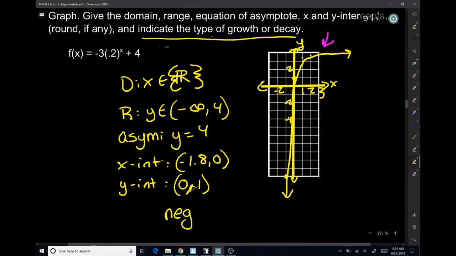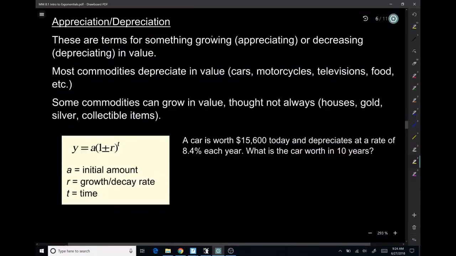This is what I call negative decay. It asks to identify the type of growth or decay. This is negative decay, meaning it's actually getting bigger, but the point is that we're constantly approaching this asymptote. Because this is a value less than 1, that makes it decay. So hopefully that refreshes you on how to do the graphing of these exponential functions.